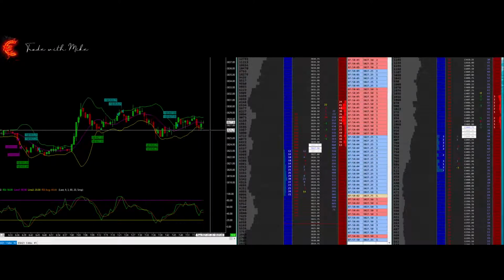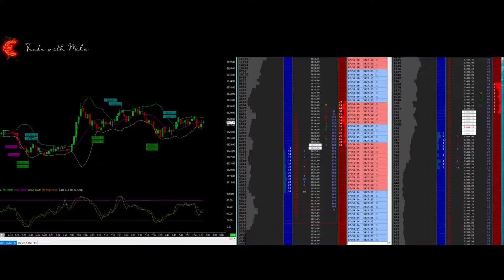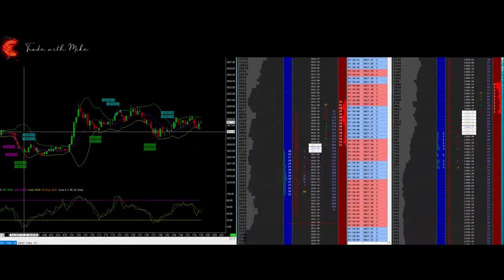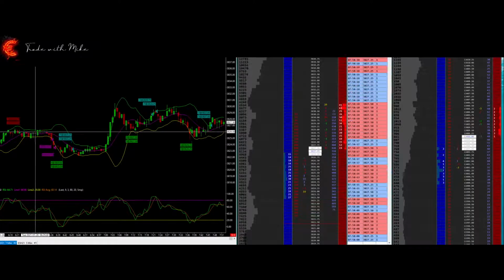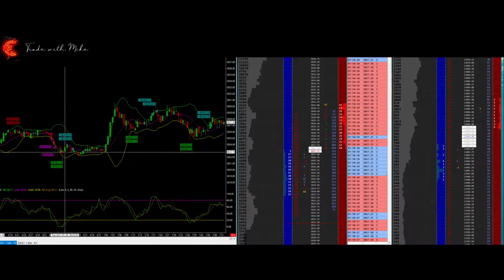Alright, 26.25. Previously there was this 26 level and it was a great level to go short. See, I took the short here at 26. I was down just one tick and then it just went down, bum bum bum.